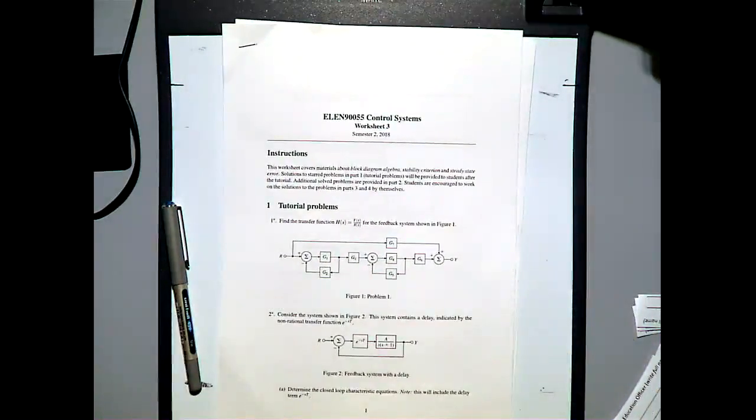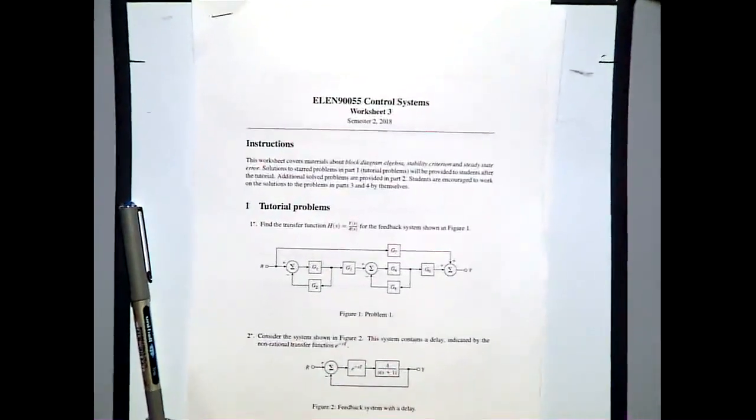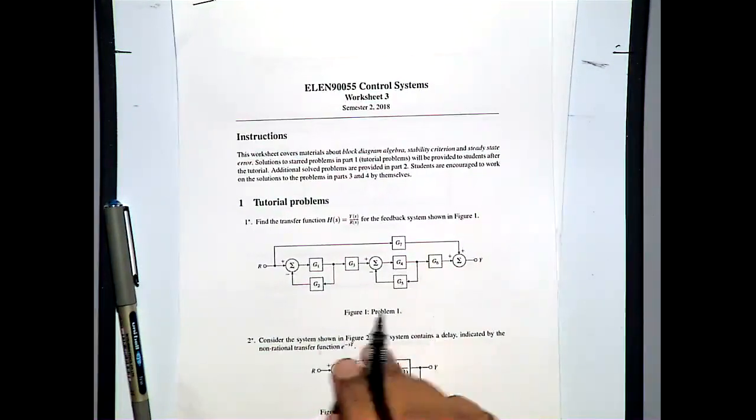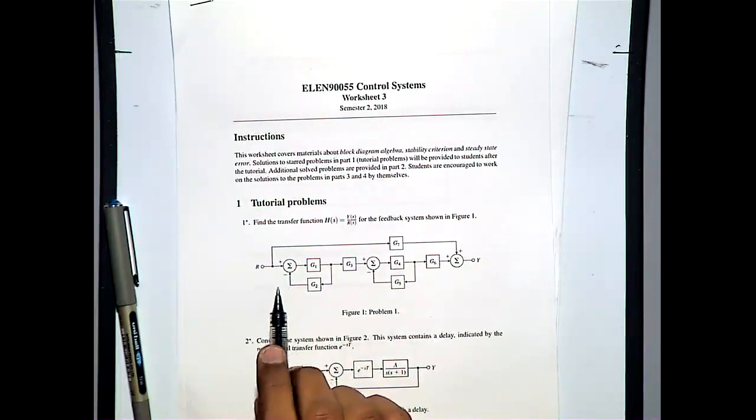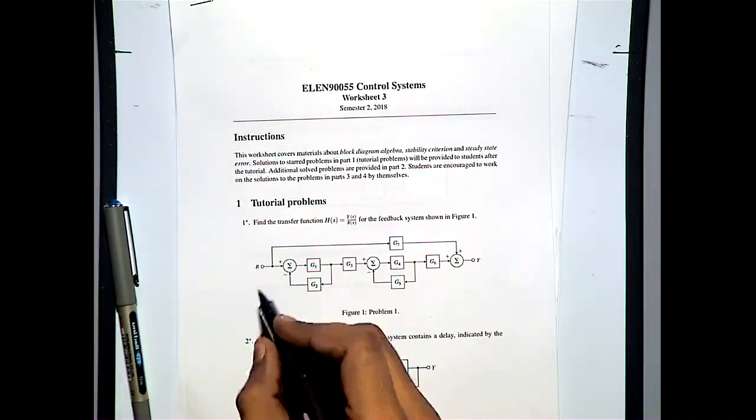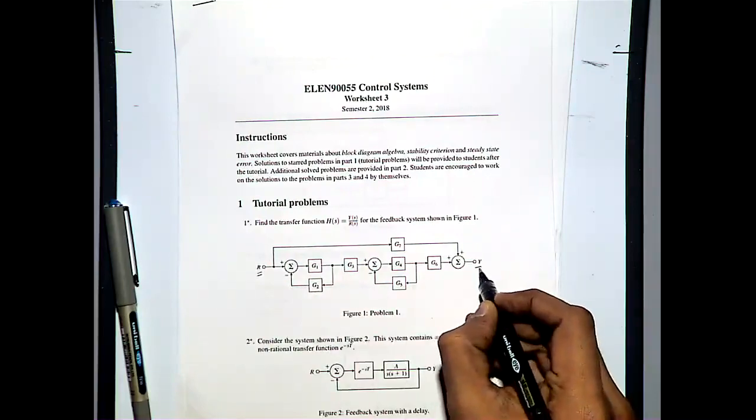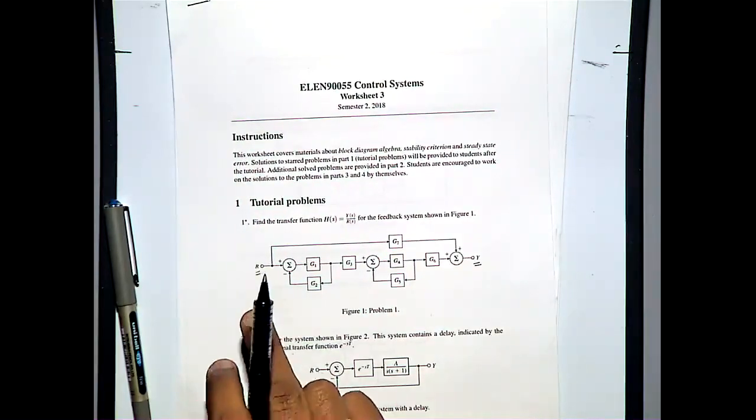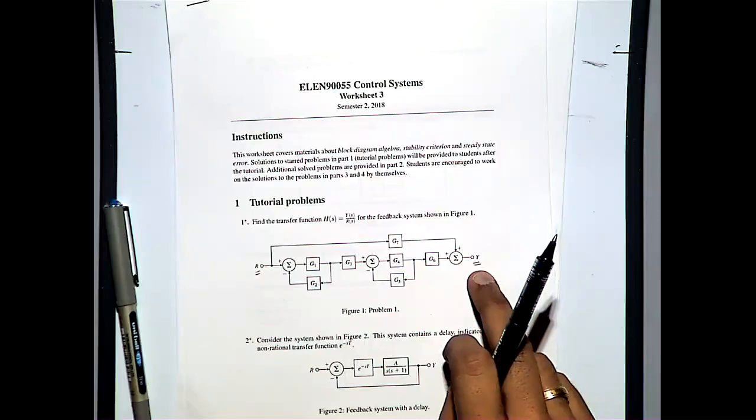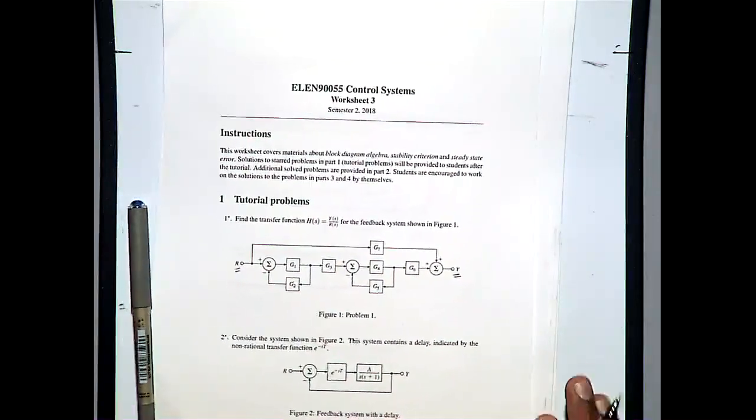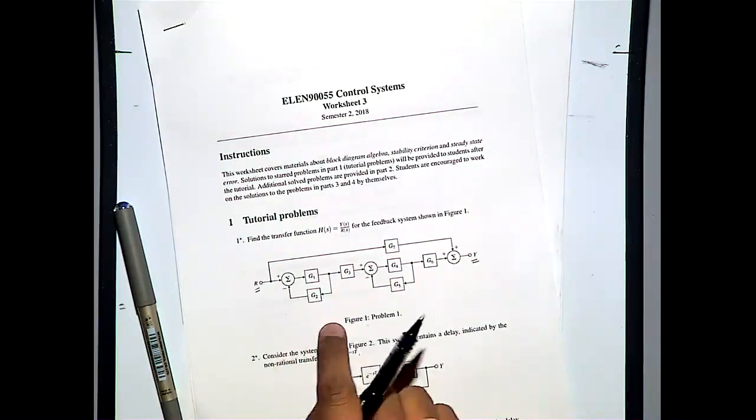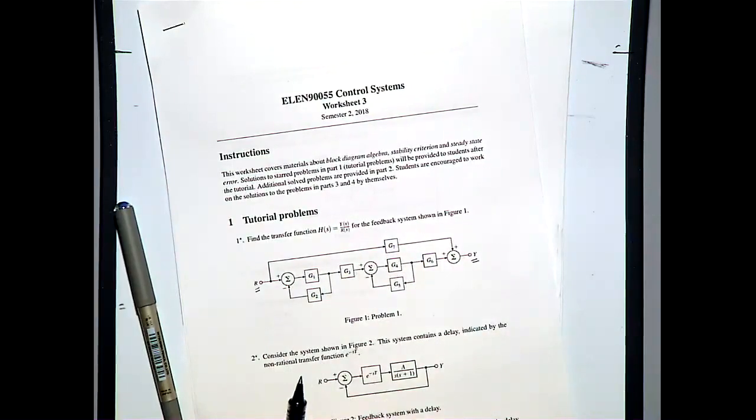So in question 1, we need to find out the equivalent transfer function model for the system from R(s) to Y(s), where R(s) is our reference signal and Y(s) is our output signal. So what we need is to reduce all these block diagrams into simple ones first, using the standard block diagram algebra that is covered in the lecture.